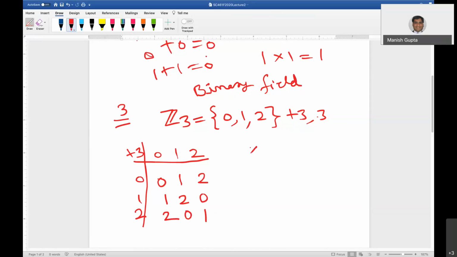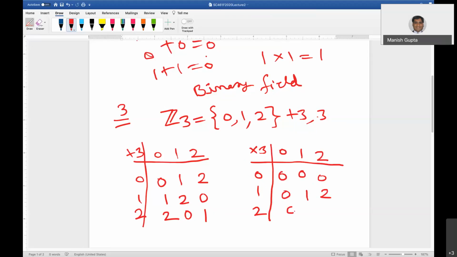Similarly, with respect to multiplication modulo 3, I am going to make a table. 0, 1, 2, 0, 1, 2. So 0 into 0 is 0, 0 into 1 is 0, 0 into 2 is 0, 1 into 0 is 0, 1 into 1 is 1, 1 into 2 is 2, 2 into 0 is 0, 2 into 1 is 2, and 2 into 2 is 4. 4 modulo 3 is 1.